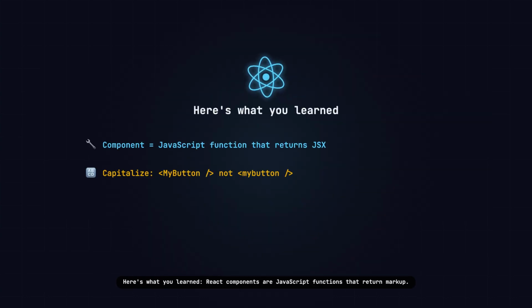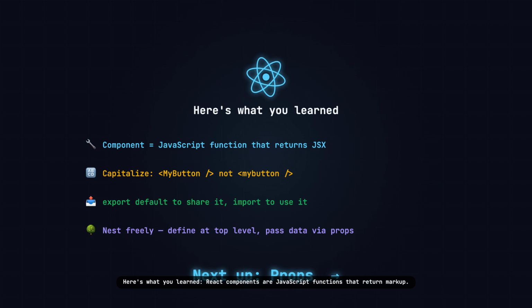Here's what you learned. React components are JavaScript functions that return markup. They let you build reusable UI pieces. Capitalize their names, export them to reuse them, nest them to build complex interfaces. You're ready for the next concept, props.